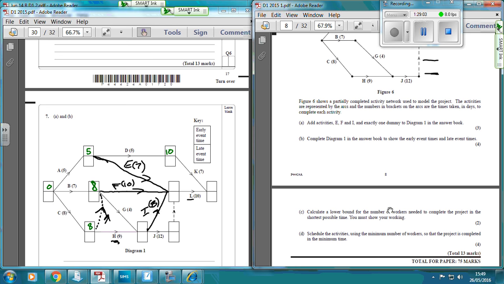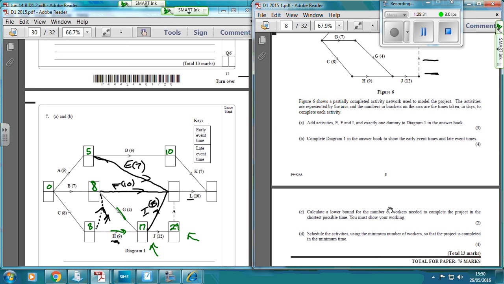And then if we have a look at this one down here, G is dependent on B finishing and H finishing. So 8 plus the 4 is going to be 12, but 8 plus this 9 is going to be 17. So it's going to be 17 before they can all finish. Then if we have a look at this one here, we've got to finish J as well. So 17 plus J, that's going to be 29.